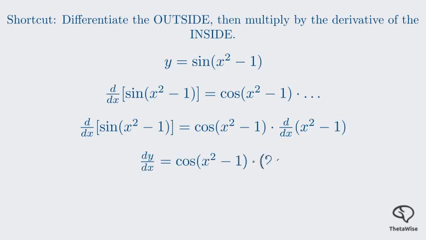This gives us 2x times cosine of x squared minus 1, the same answer we found with u substitution, but in fewer steps. With practice, you'll find this method very efficient. Let's try another example using the direct method to build your confidence.